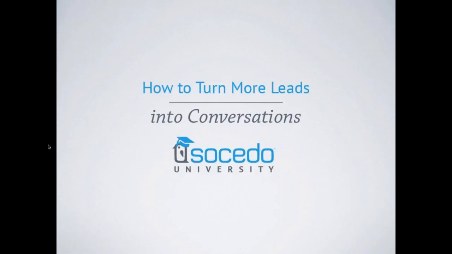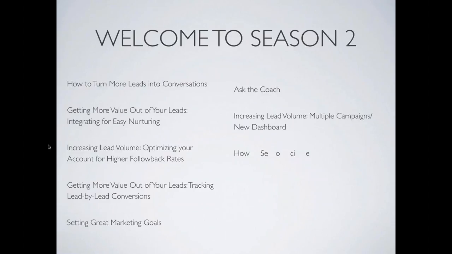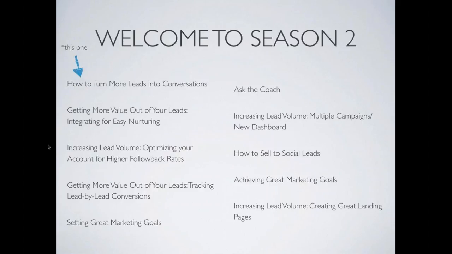So let's chat a little bit about Season 2. This is our list of classes that we are going to be going through. How to turn more leads into conversations, that's this one. Then getting more value out of your leads, integrating for easy nurturing, is in 2 weeks. Then increasing lead volume, optimizing your account for higher follow-back rates. We're going to talk about how to create a great Twitter profile, what's going to get you more follow-backs given a limited number of engagements.